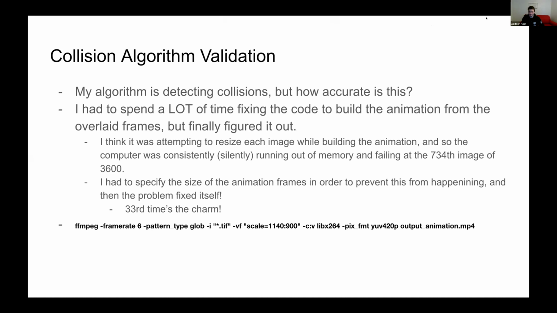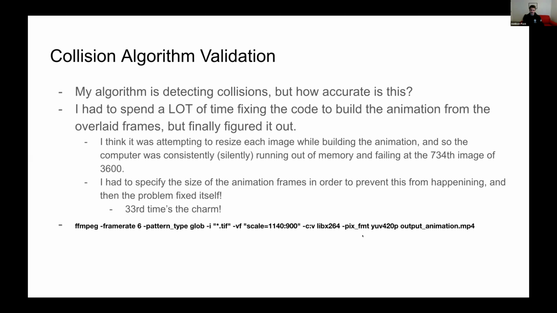I spent a lot of time on Tuesday evening fixing the code to build the animation from the overlaid frames. I still don't know why it was not working. But I think what was happening is that it was trying to resize each image while it was building the animation. It wasn't saying that there was a memory problem, but I think that's what was happening, because it failed at the 734th frame every single time. It started out super fast, and then it started getting slower and slower and slower. And then eventually it hit frame 734 of 3600 and it would fail. I was working on this for hours upon hours, trying to figure out how to fix this.